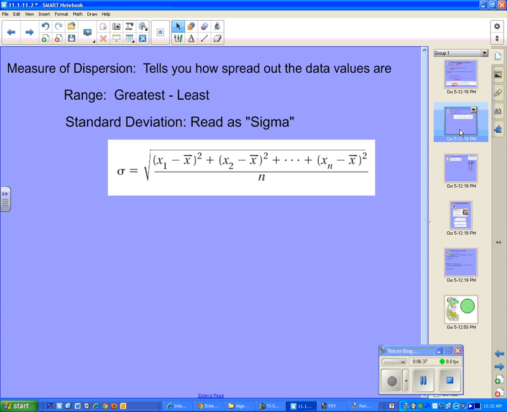All right, measures of dispersion. This is the second part of the lesson. It tells us how spread out our data is. And there are two types of measures of dispersion that we're going to talk about today. One is range, which you guys have done a lot of: maximum minus minimum, greatest minus least. The other one is standard deviation, and this is new.